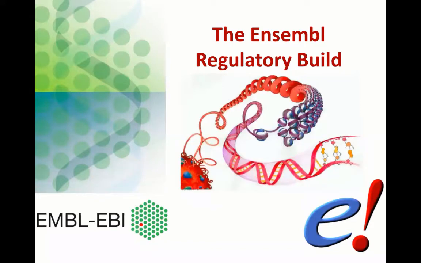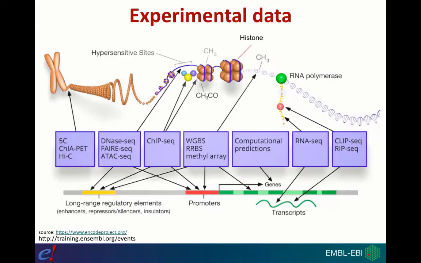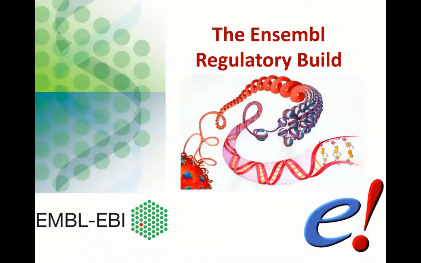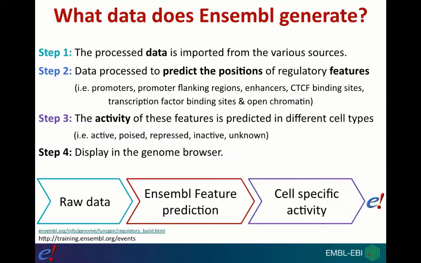So what I want to do now is think about how Ensembl can make use of the data from all of these different types of experiments that's being generated by consortia and groups all around the world, and use that to annotate regulatory features across the genome. So what I want to do is go through the different steps of the Ensembl regulatory build, and then we'll think about these in a bit more detail in the following slides.